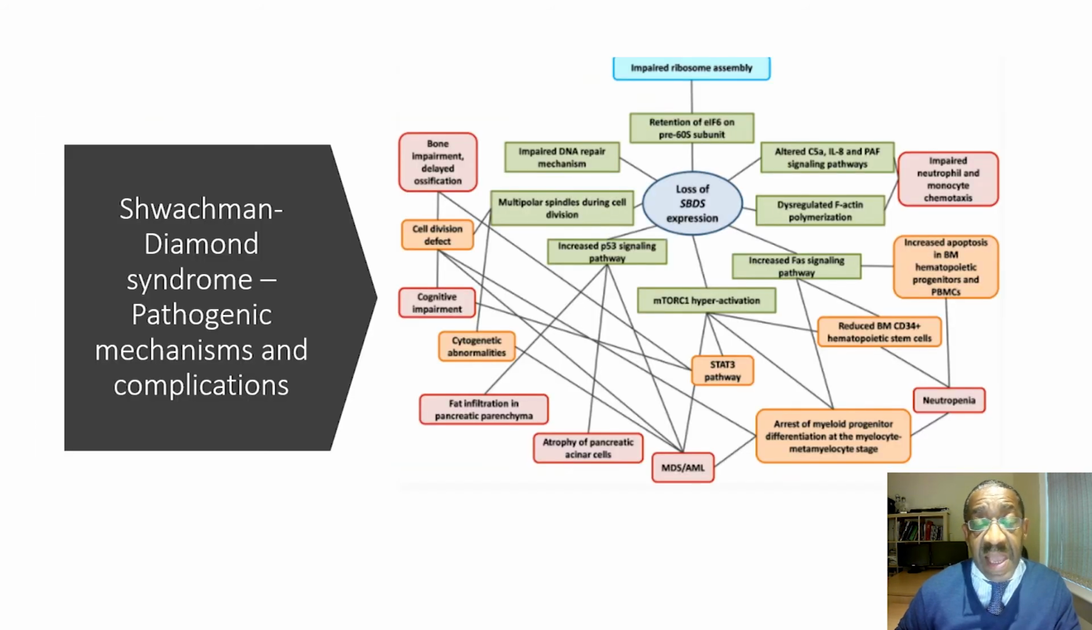So it's a complex disorder, as you can see, with a wide range of abnormalities involving the pancreas, myeloid series, potentially causing myelodysplasia, acute leukemia, and even some cognitive associations as well.